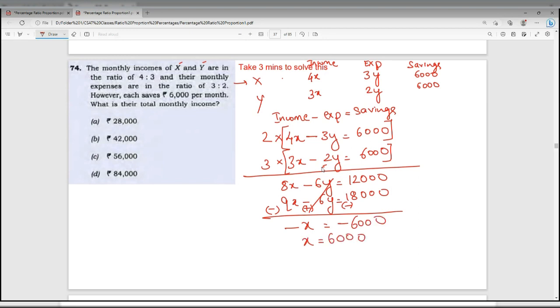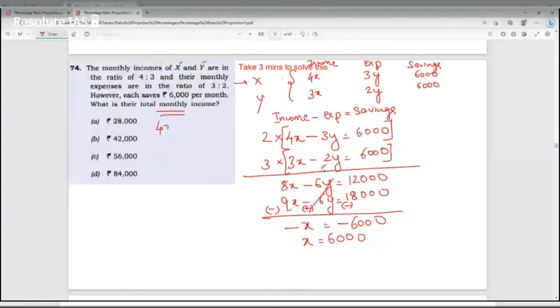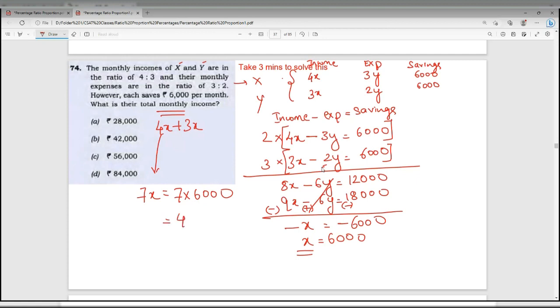So we know x now. We don't have to calculate the y value because we are supposed to calculate their monthly income. Monthly income here is 4x plus 3x. Since we have already calculated x, we don't have to calculate y. This is 7x. The total monthly income is 7x. It is 7 into 6,000. That is 42,000. The correct answer is option B.